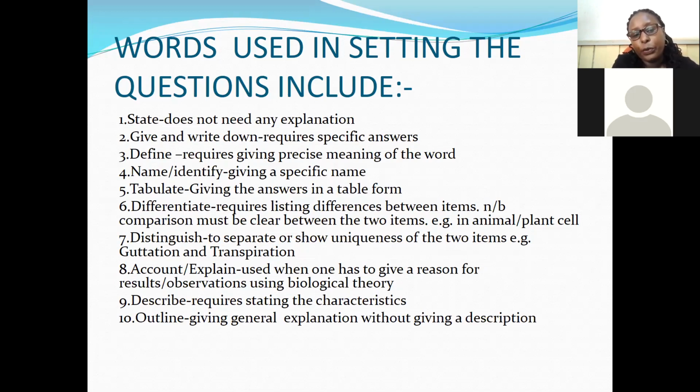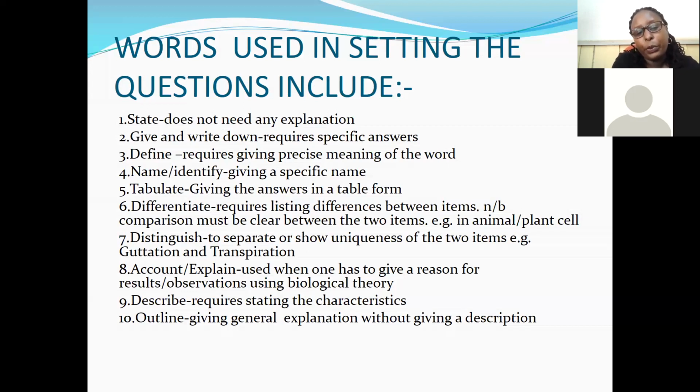Then you'd also talk of another uniqueness, in where the two processes are taking place. For guttation, we would talk of the hydathodes. For transpiration, we would talk about the stomata in the leaves. That now brings out the case of distinguishing.